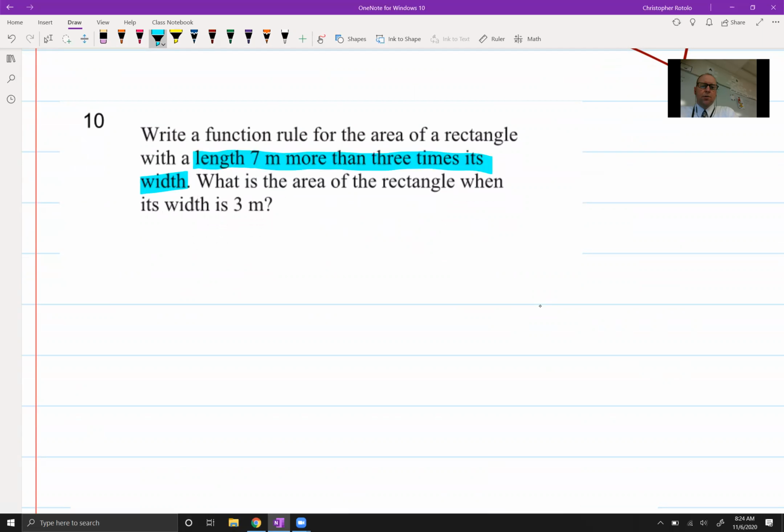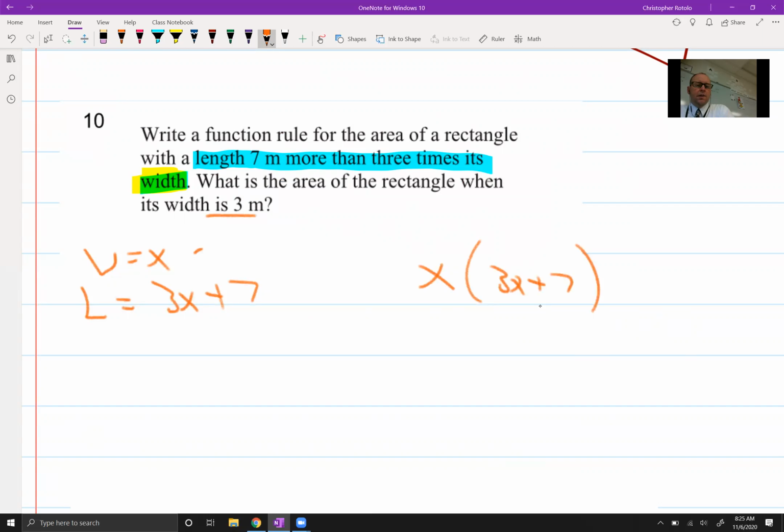Okay, so write a function rule for the area of a rectangle whose length is 7 meters more than 3 times the width. So what's super duper important is the width because that's on the end. So the width equals x. The length is now described as 7 more than 3 times that. What's the area? Okay, so that's x times 3x plus 7 when the width is 3.